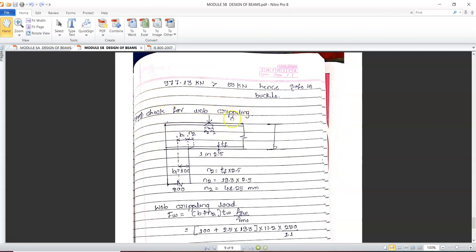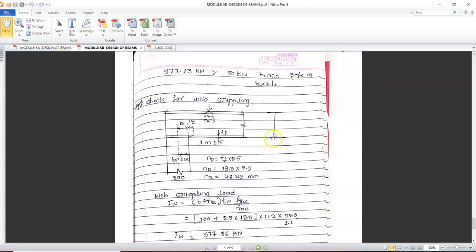Now web crippling, in the sense, usually it will happen at the web flange junction because of concentrated load. Usually we have high concentrated load coming because of maximum shear force at the supports or any point load in between. So in web crippling, the failure occurs at the web flange junction.